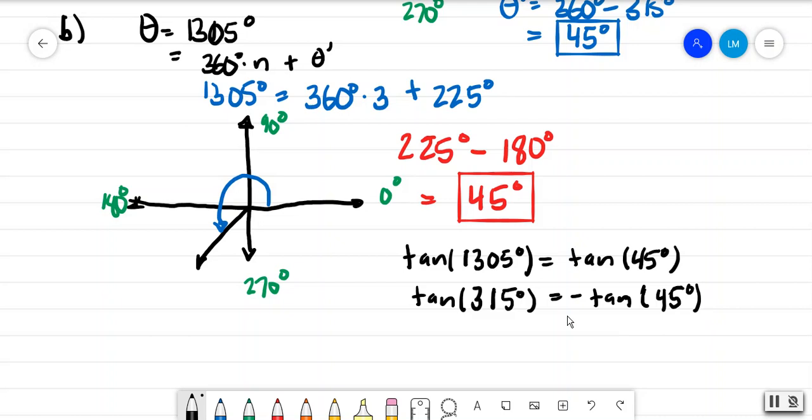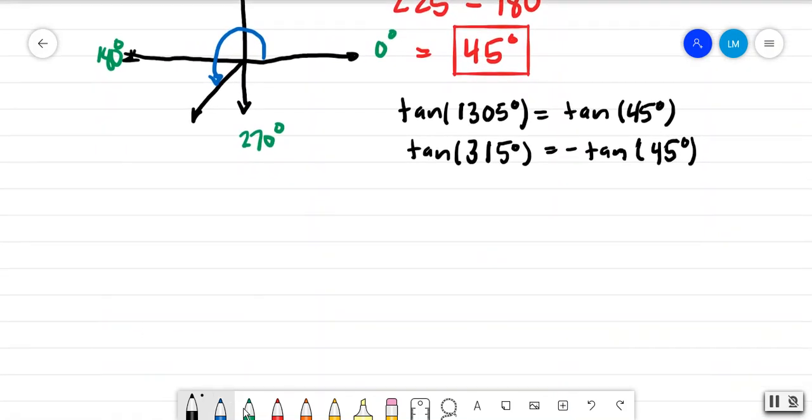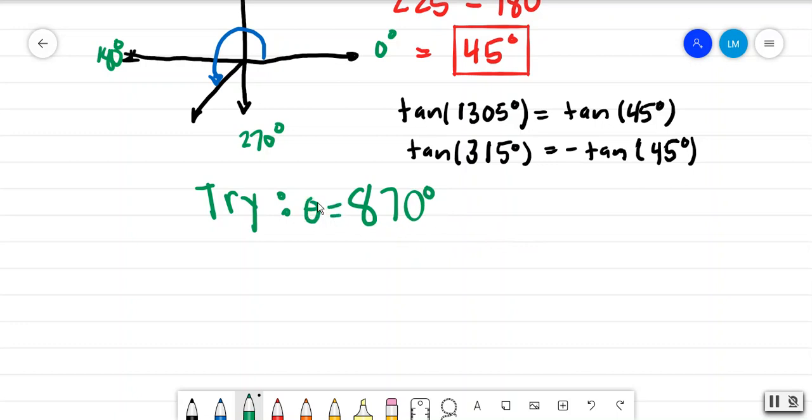Okay, so the next thing that we can look at, for example, is, well, let me put one that you should try on your own. Go ahead and try to find the reference angle of 870 degrees. That's going to be your theta. Furthermore, see if you can find cosecant of 870 degrees and see what you get.